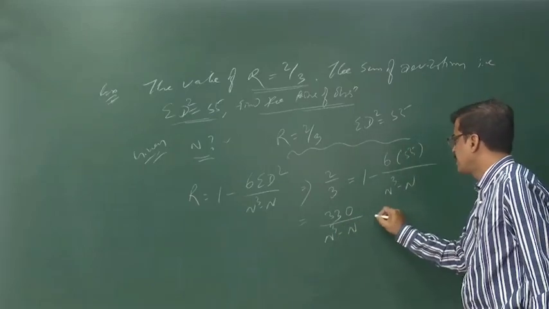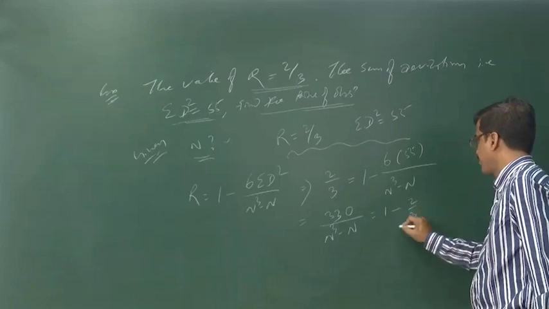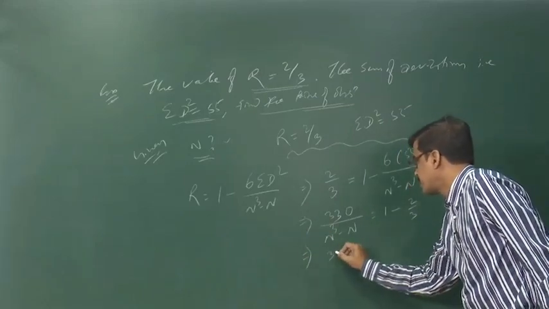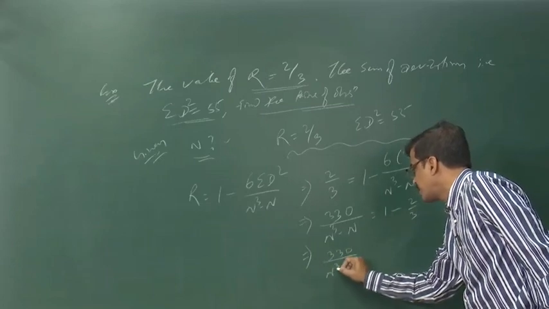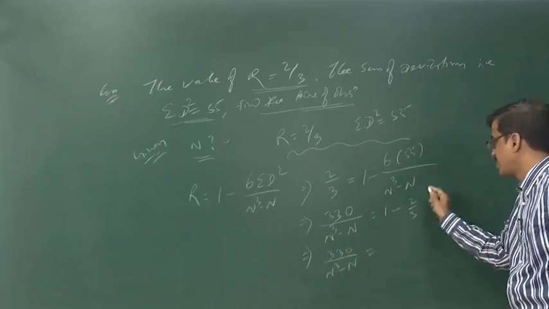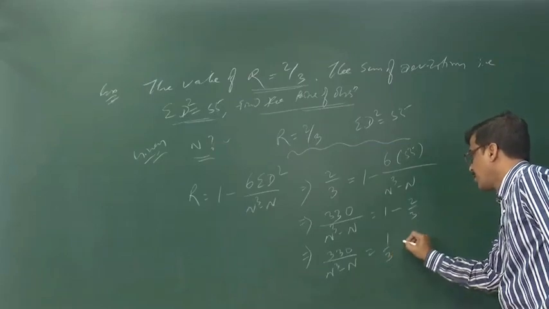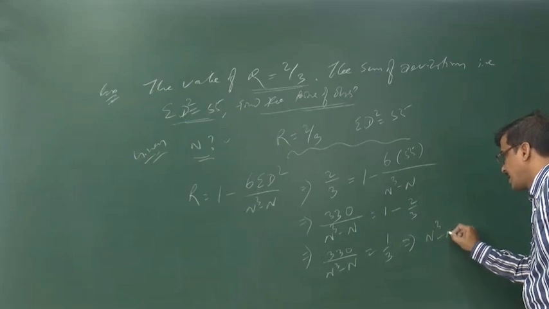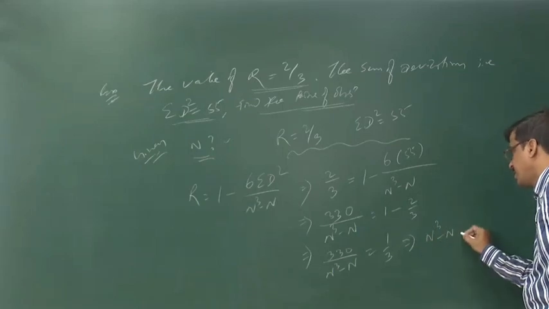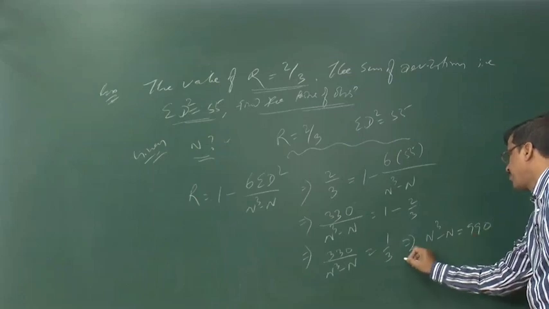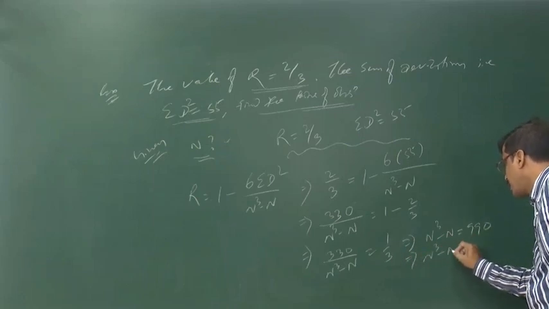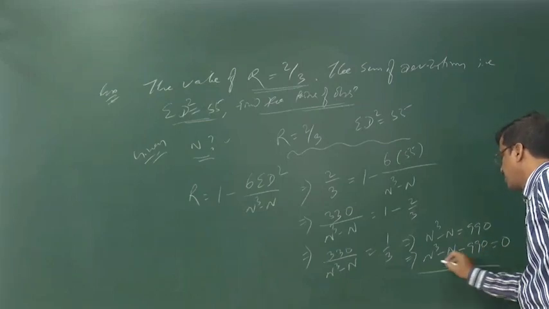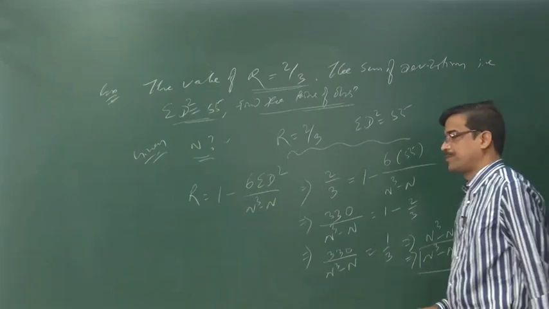Let us turn this to the other side: 1 minus 2/3, taking the LCM, gives 330 divided by n³ minus n, and this is 3 minus 2, so 1/3. Now if you cross multiply, n³ minus n equals 990. Now it will be n³ minus n minus 990 equals 0. So this is the equation you got.